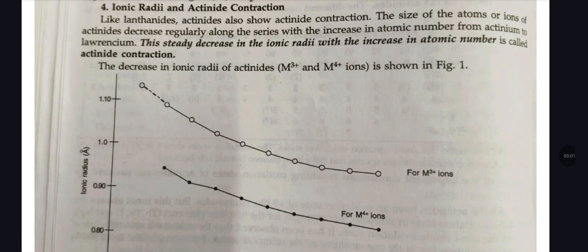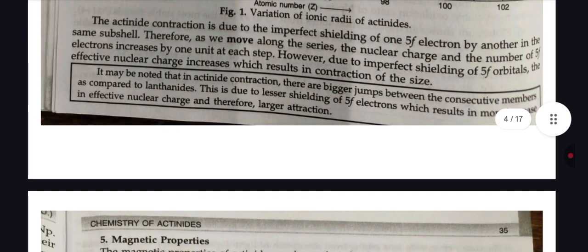Ionic radii and actinide contraction. Like lanthanides, actinides also show contraction. The size of the atom or ion of actinides decreases regularly along the series with increase in atomic number from actinium to lawrencium. The steady decrease in ionic radii with increase in atomic number is called actinide contraction. The actinide contraction is due to the imperfect shielding of one 5f electron by another in the same shell.